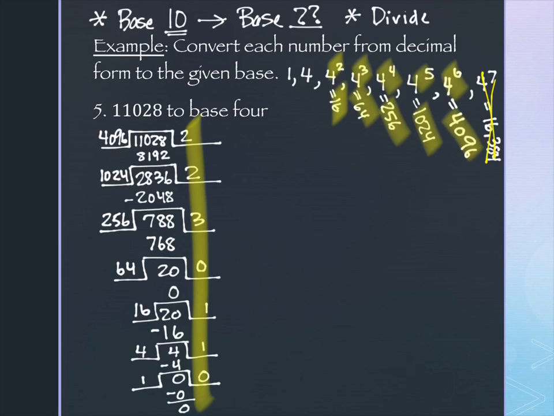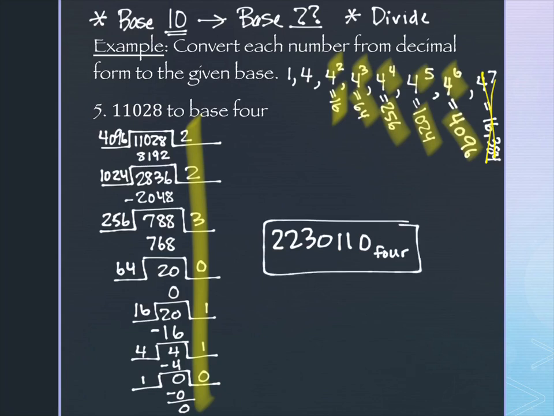Our answer is 2230110. And I have to write the base next to it. It's base 4. 2230110 base 4. So unlike Babylonians and Mayans and Egyptians and all of them, this is not a multiple choice question. You can write this into MyMathLab, right? So that's how they're going to usually show this, is they're not going to give you multiple choice options. They actually expect you to be able to write this in with the right subscript and so forth, okay?